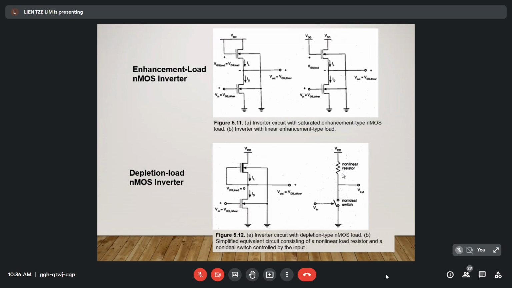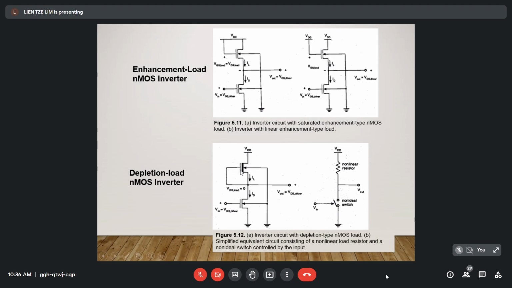Okay, I will continue our lecture about Lood-Elmos inverter. To help you recall what the Lood-Elmos inverter is, you see from the slide there are 2 figures here. One is the enhancement Lood-Elmos inverter, another is the depletion Lood-Elmos inverter. In these 2 inverters, the load here is a transistor. This is an NMOS transistor.